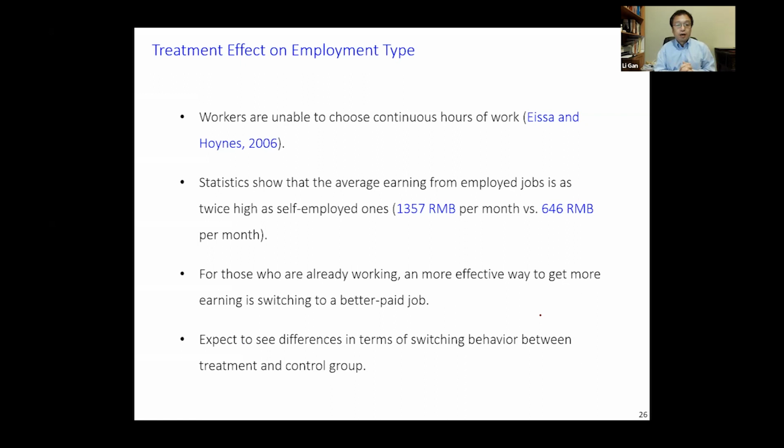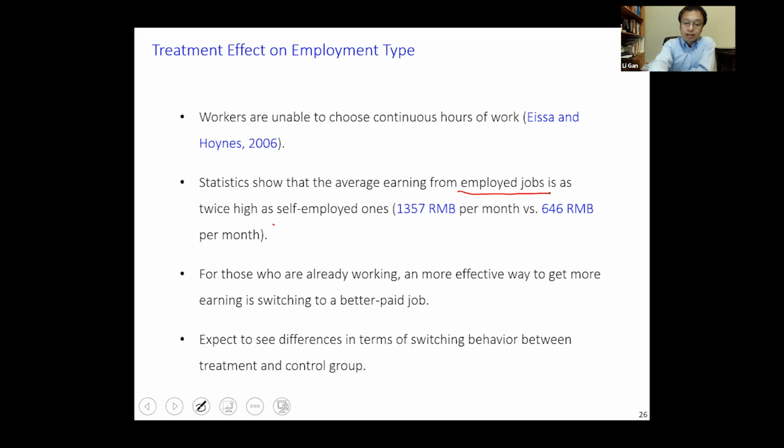Then we want to look at what's been going on. We want to go into a little bit more detail about what they're doing, how they change the working hours, who they are, and the details of what they're doing. Typically, workers may not be able to choose continuous hours of work. In this particular experiment, there's a very distinct difference between types of work. You can be self-employed or you can work for others. Employed jobs make twice as much as self-employed jobs.